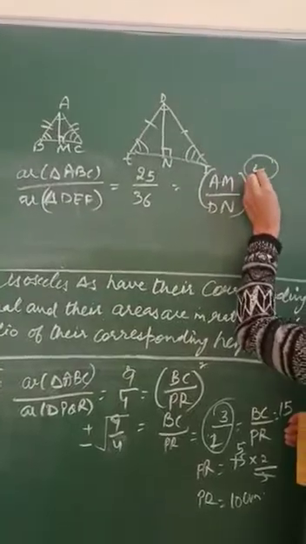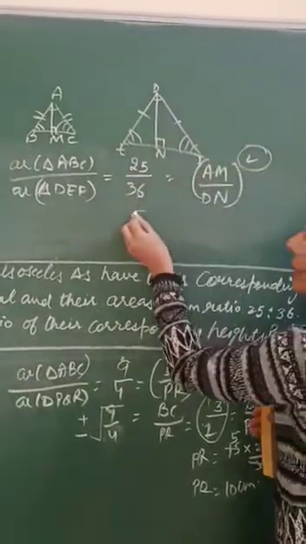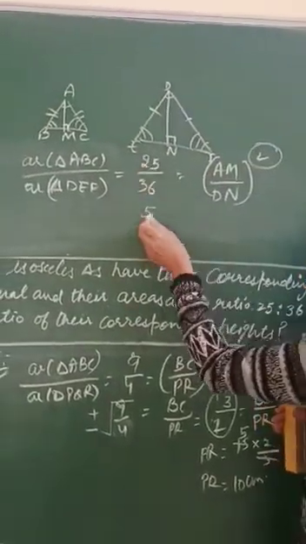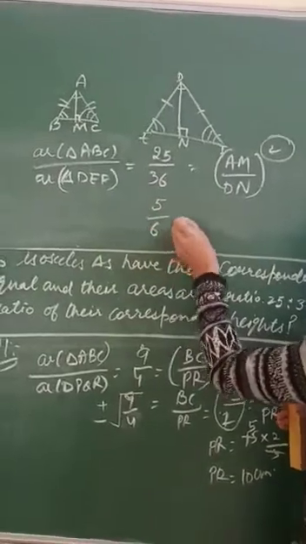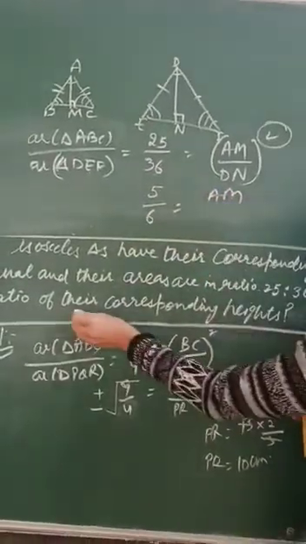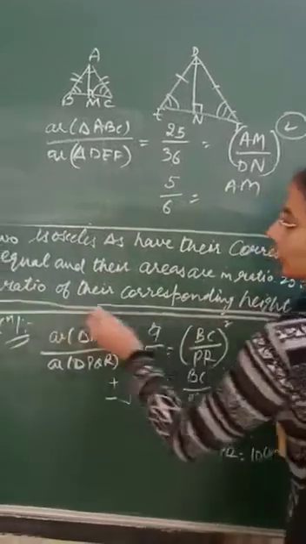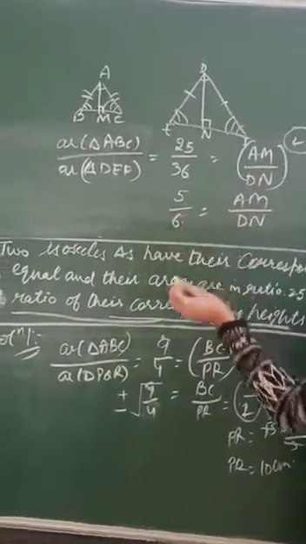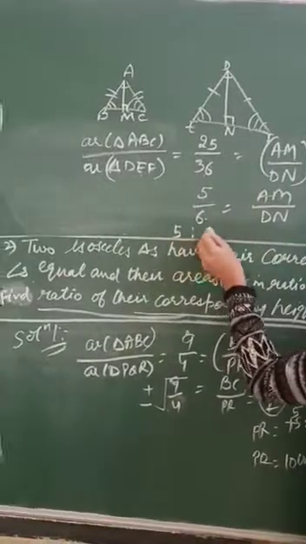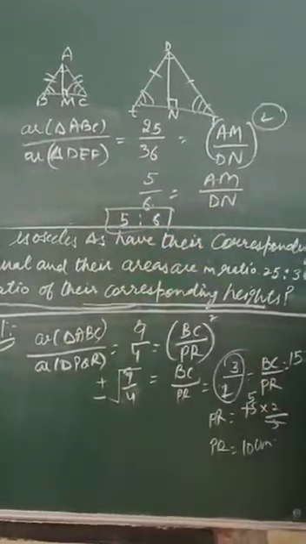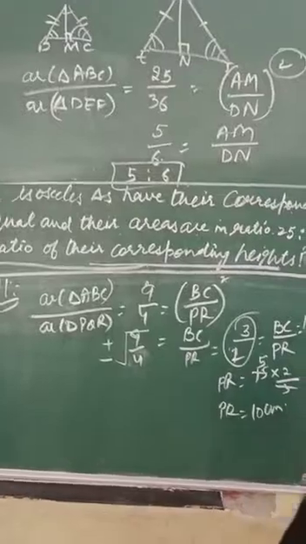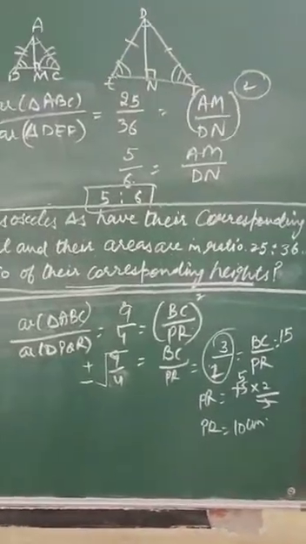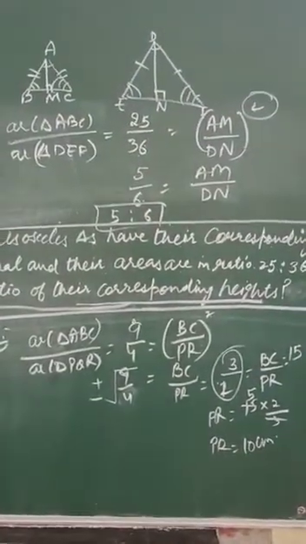So it implies it is the square and on this one side it is the square root. So the square root of 25 is 5 and of 36 is 6. So the ratio of their corresponding heights, this one answer will be AM upon DN is equal to 5/6, or we can say 5:6 is the answer of the question. Okay, I hope you understood the concept, and if you have any query then you can ask me. Okay, and thank you and have a nice day.